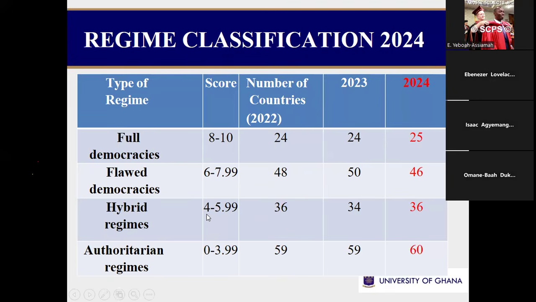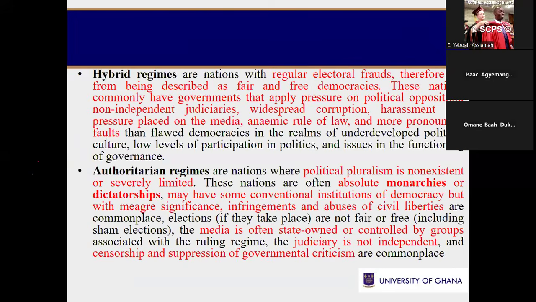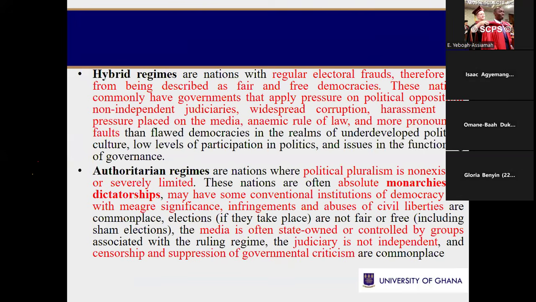Now, if a country scored between 4 and 5.99, we call it hybrid regime or competitive authoritarianism. These are states where they have regular electoral fraud. There is an election, but they will steal it big time. Regular electoral fraud. Therefore, there is no free and fair election. And these states commonly have governments that apply pressure on political opposition. The judiciary is never independent. Corruption is widespread. Harassment of the media. The rule of law has anemia. There is nothing like equality before the law and what have you. The political culture is also underdeveloped. Political participation is low. And the function of government has issues.